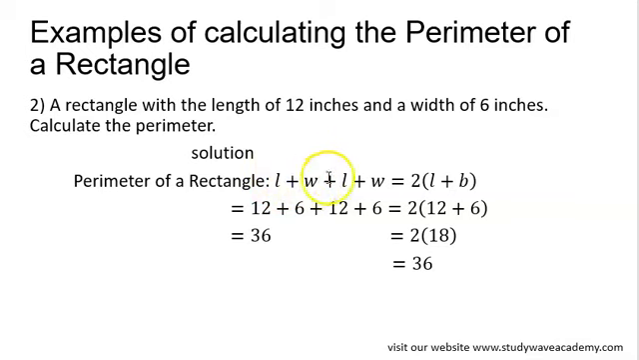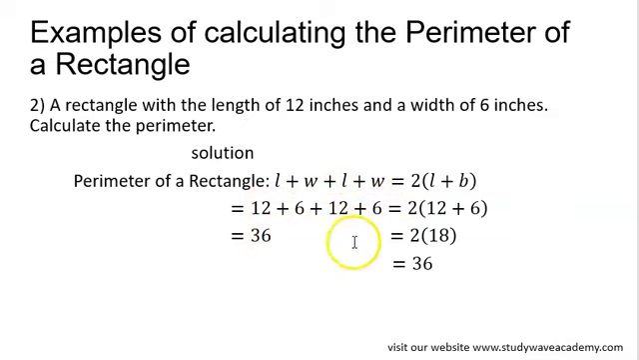We have L plus W plus L plus W, which is length plus width plus length plus width. And when we do that, we implement our numbers into this formula. Remember, I said you can either use this way or this way, whichever is easier for you. Okay, so we implement our numbers. The length is 12 and the width is 6. We implement 12 plus 6 plus 12 plus 6. It will give us what?